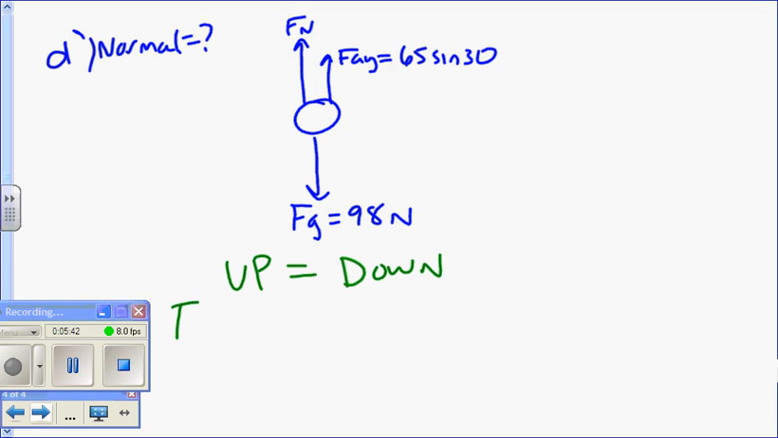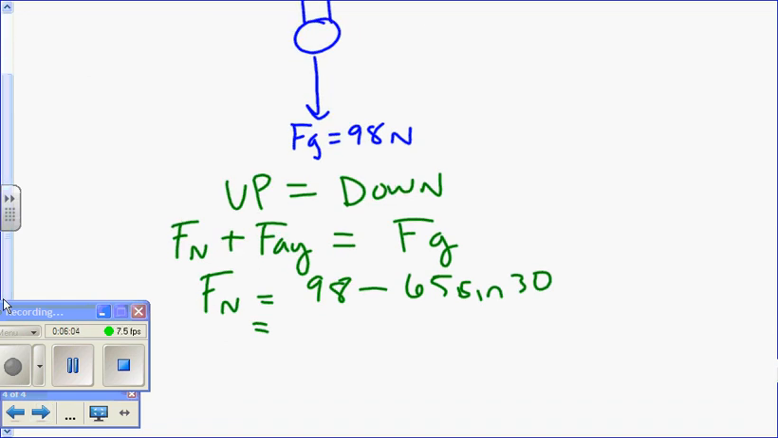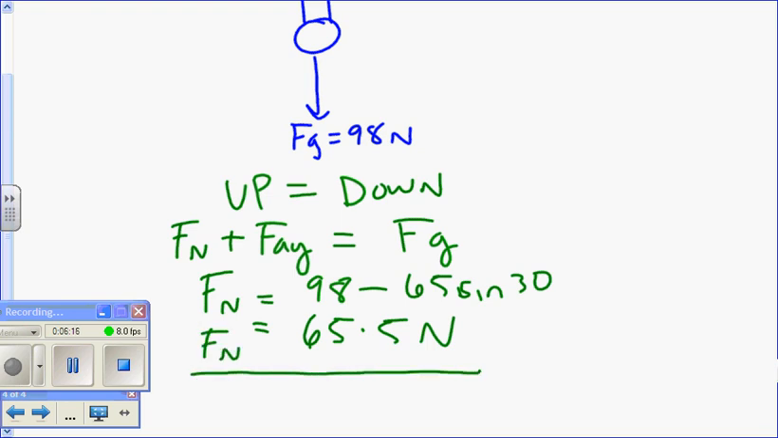Unbalanced, that means my normal plus FAY equals FG. So normal equals 98 take away 65 sine 30. And the normal force is equal to about 65.5 newtons. Actually, exactly 65 newtons. Alright.